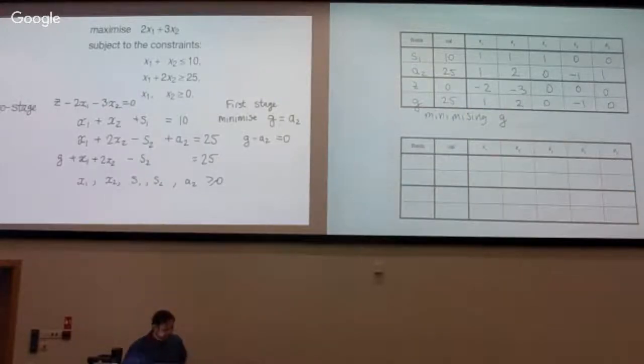So when I'm minimizing G, what do I need to do, if anything?